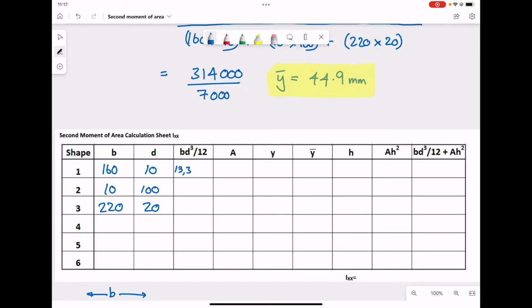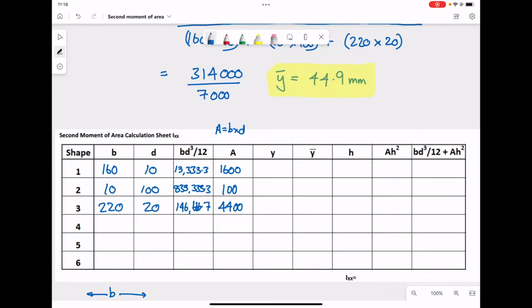First one, 13,333.3. Next one is 83,333.3. And the last one, 146,666.7. The next column relates to the area, which is simply the B and D dimensions multiplied together. Filling that in, we get 1600, 1000, and 4,400.